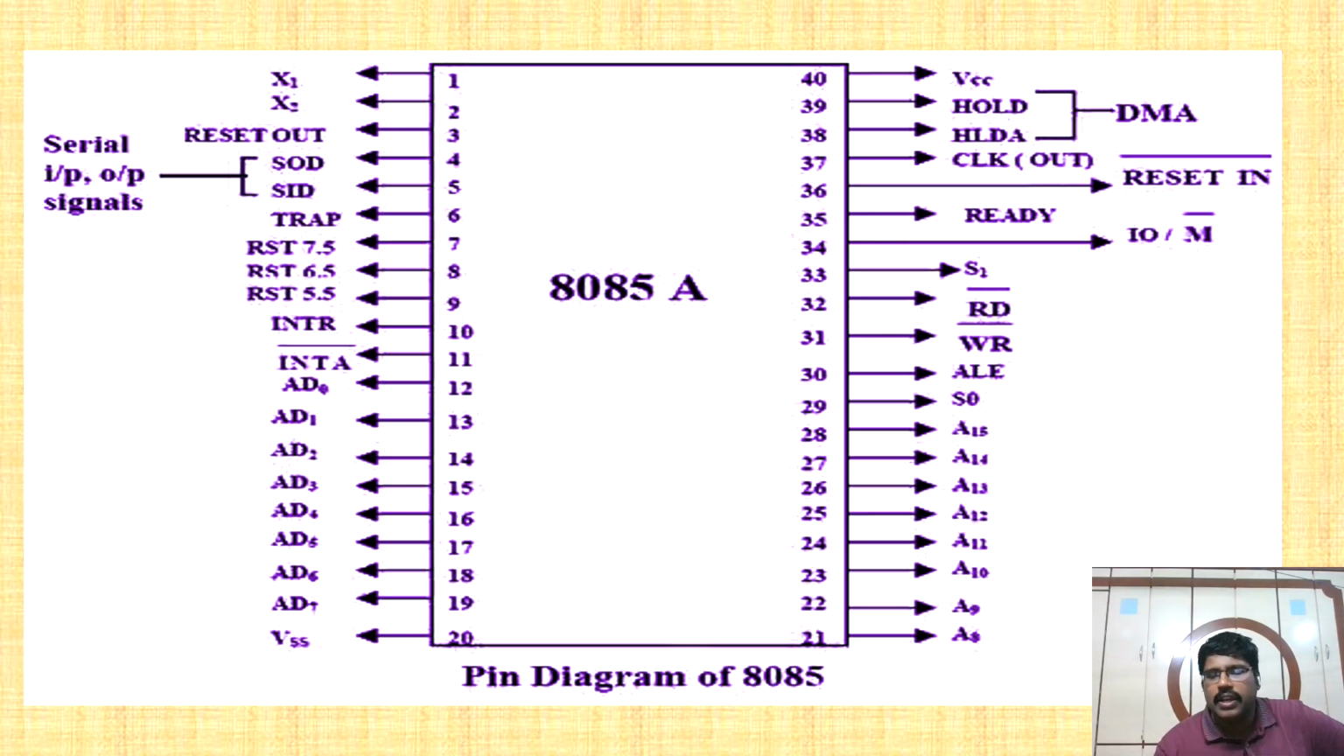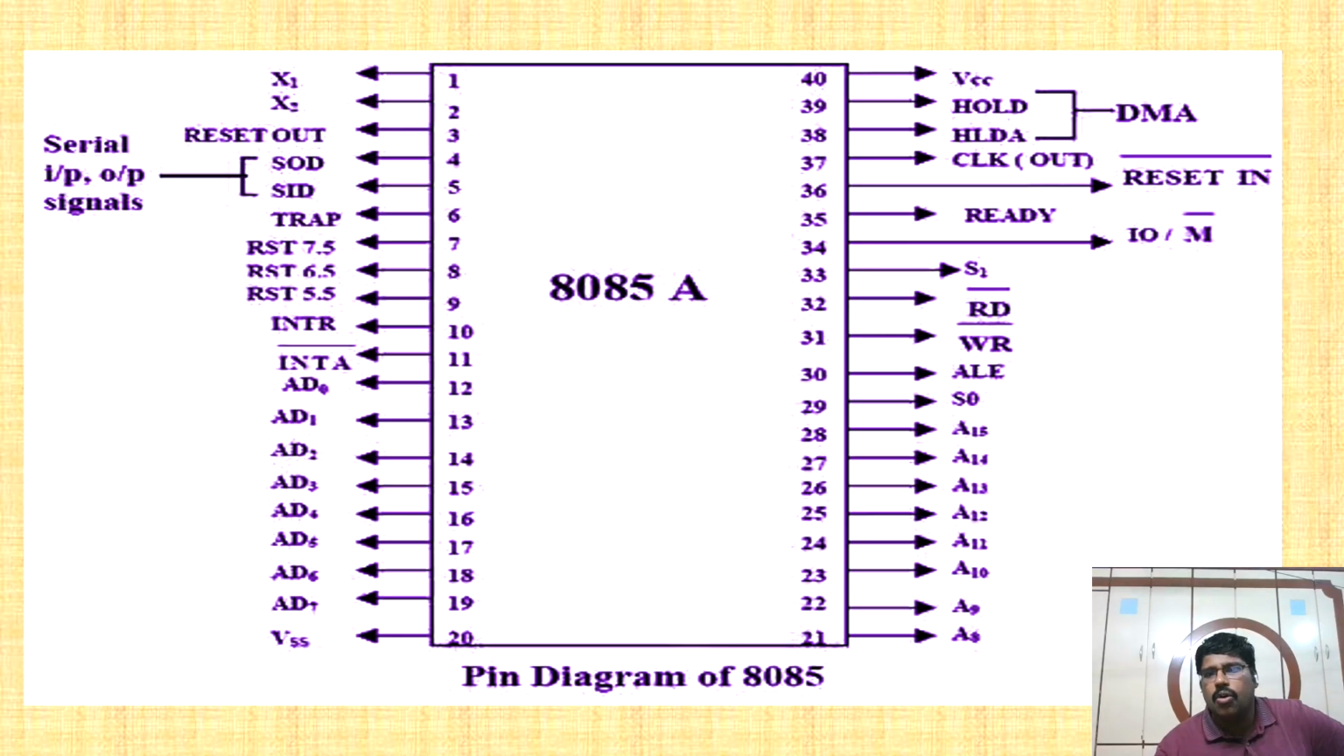Like this, we can use ALE, which means address latch enable. This is used because we have multiplexed address data lines. When it is 1, that indicates the address is being transmitted through the AD0 to AD7 lines. If it is 0, the data is being transmitted through the AD0 to AD7 multiplexed address data lines.